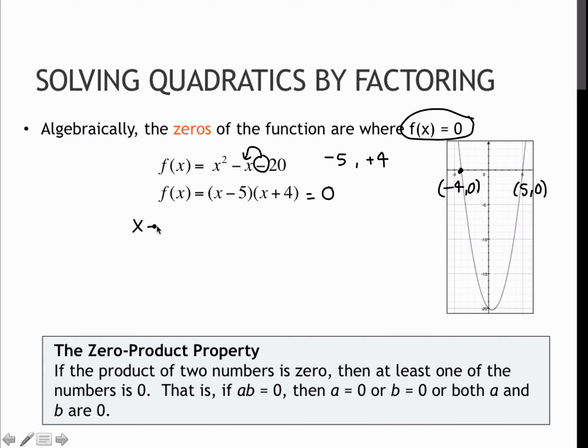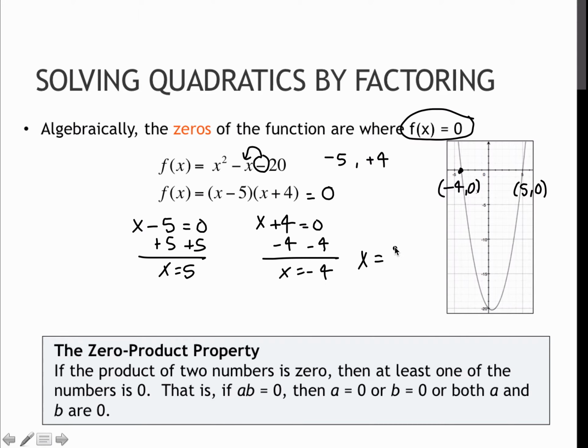So in order to find what those values must be, I set x minus 5 equal to 0 and solve, and that gives me x equals 5. Notice that matches up. Or I take my second binomial and set it equal to 0, which gives me x equals -4, which also matches up. So the solutions to my equation are 5 and -4. -4 and 5. So the same solutions whether I graphed or whether I factored.